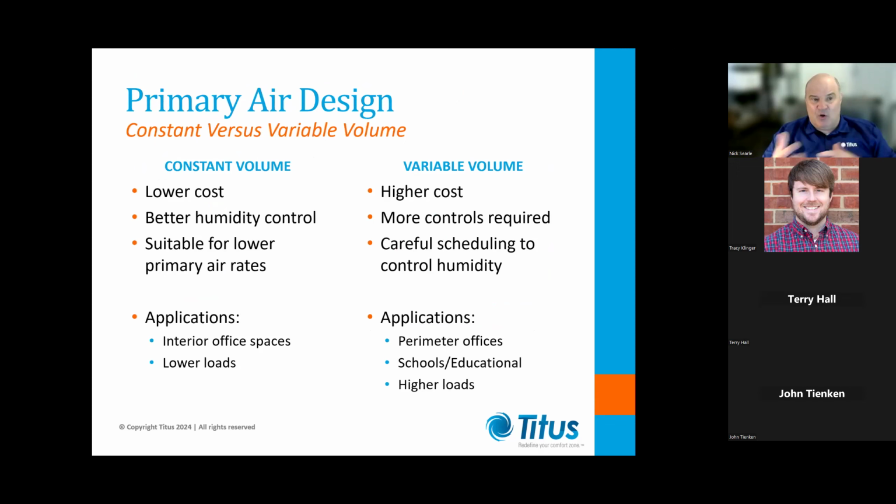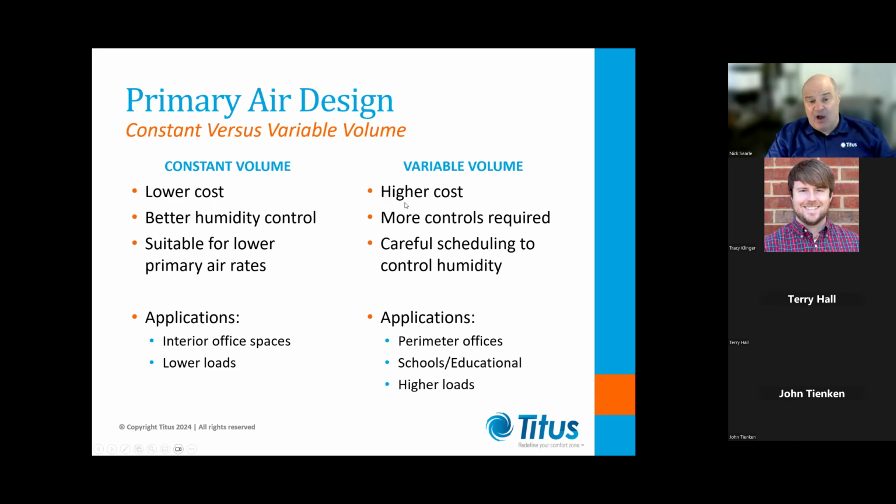So just sort of comparing constant volume versus variable volume, I've just done some pros and cons here. Constant volume: lower cost, better humidity control, because this is something else you'd have to consider if you use variable volume upstream of your chill beam units, is that once you start to modulate the airflow down, you're losing some of your humidity control. Because remember, your primary air is your sole source of controlling the building humidity. So you've got to consider that. So constant volume is really suitable for lower primary airflow rate type applications, like interior offices, that sort of thing, and also to lower load type of applications.